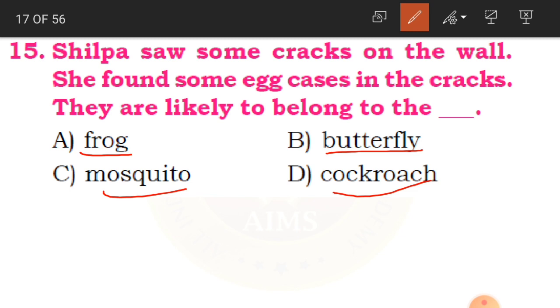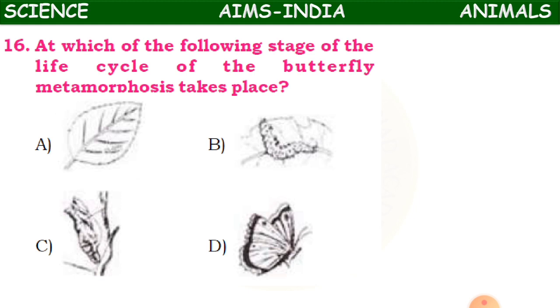Where do frogs live, children? They live on the land and also in the water. So they are not going to lay eggs on our walls. Yes or no? So this is the wrong option. Butterfly, it lays eggs on the leaves, as we learnt, because it lives on trees. So that is why B is also a wrong option. Mosquito, it lives in the air. So that is also a wrong option. And what is remaining? Cockroach. Cockroaches live on the land and they live inside our houses also. So they lay eggs on the walls, on the ground, in our houses. So that is why D option is the correct answer. Clear, children? Now we'll move on to the 16th question.